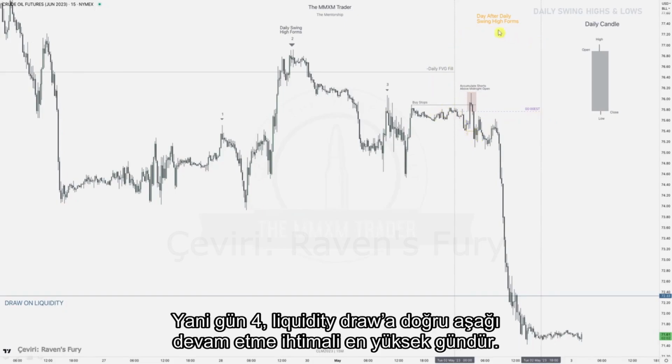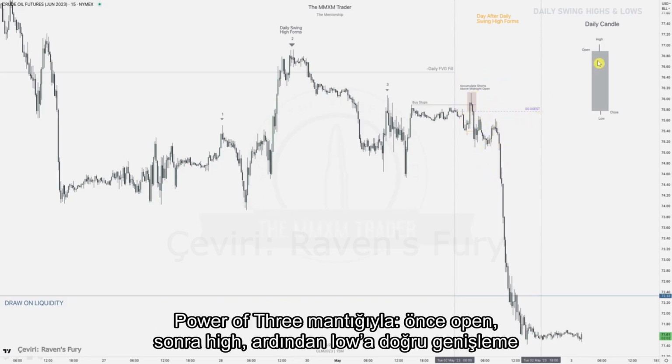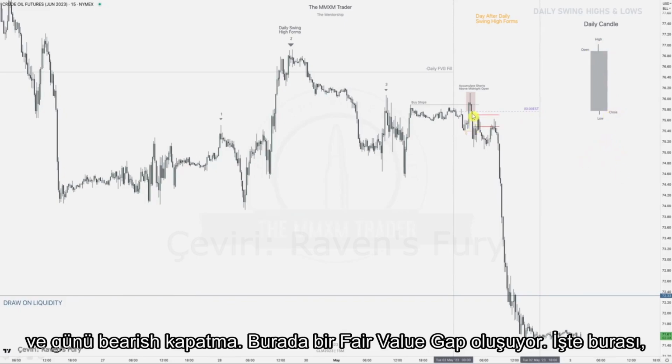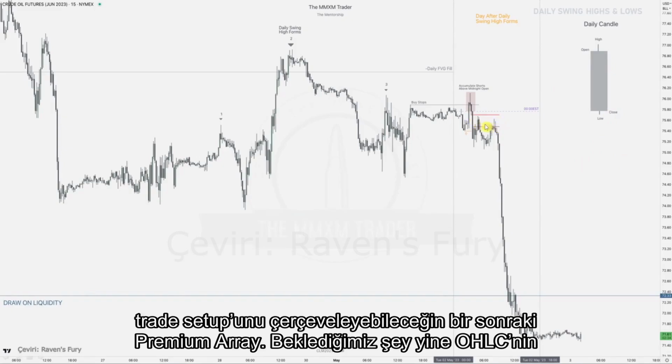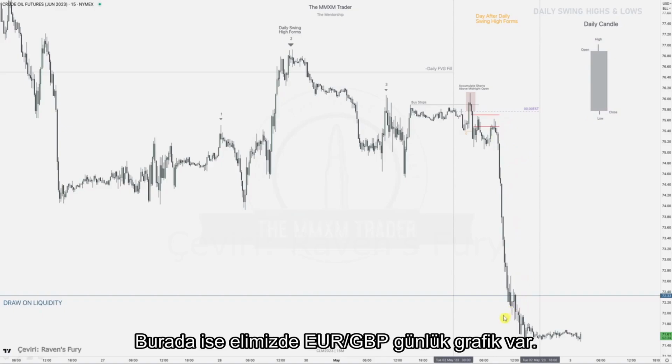So day number 4 is the highest probability day to continue down into our draw on liquidity, and we want to see that accumulation above New York midnight, which happens. So we've got that power of 3, right, that open high, and then we're aiming for that low to expand and then close out the day bearish. We're forming a fair value gap, so this is the next premium array where you can frame your trade setup from, and we're anticipating that open, high, low, close to form, right? Day number 4, very important, and eventually we draw down into our draw on liquidity.